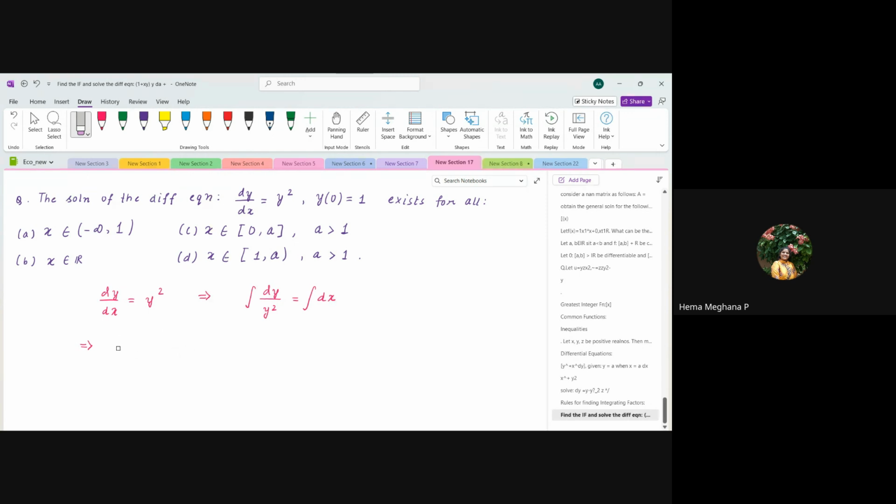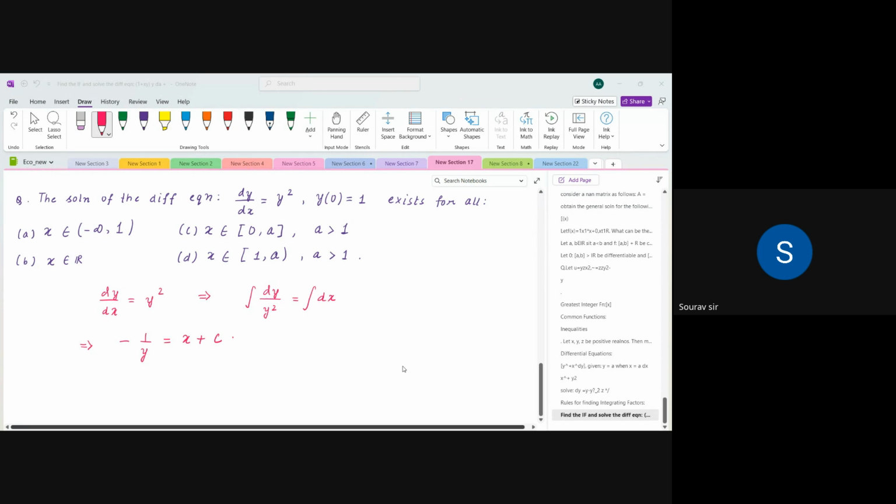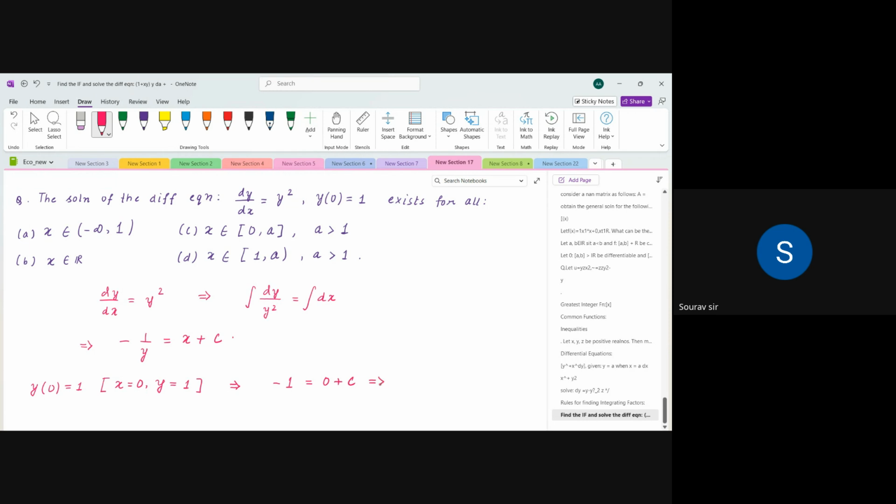Minus 1 by y is equals to x plus c. Yes, this is correct. Integration of 1 by y square is minus 1 by y, and integration dx is x plus c. Okay, and then y of 0 equals to 1. What does this mean? That if you put x equals to 0 in the expression, you will get y equals to 1, right? So that means minus 1 is equals to 0 plus c. So your c is basically minus 1.